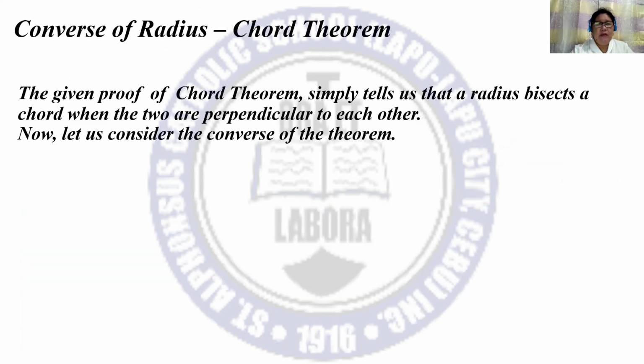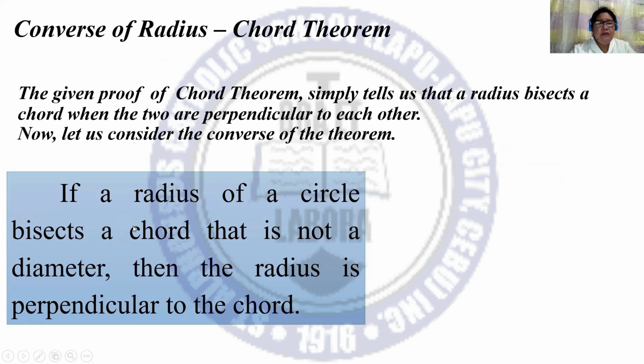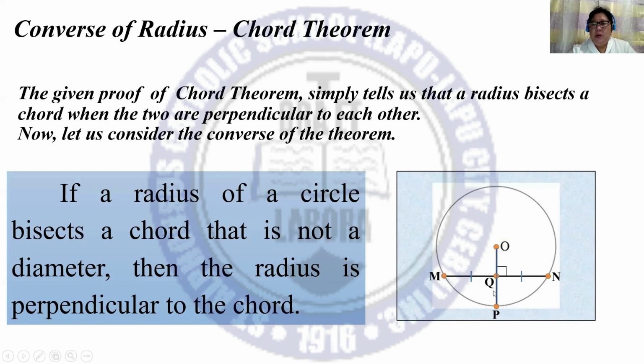Let us have the converse of the radius chord theorem. The given proof of the chord theorem simply tells us that a radius bisects a chord when the two are perpendicular to each other. Now, let us consider the converse of the theorem. It states that if a radius of a circle bisects a chord that is not a diameter, then the radius is perpendicular to the chord. Let us have the illustration. If this radius OP bisects chord MN, which is not a diameter, then the radius OP is perpendicular to chord MN, and it forms right angles.